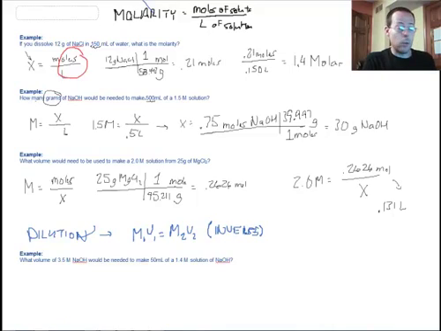So if my volume gets bigger, what's happening to my molarity? It's getting smaller. If my molarity is getting larger, what's happening to my volume? It's getting smaller. So if we look at this last example, or last question, we see it says, what volume of 3.5 molar sodium hydroxide would be needed to make 50 milliliters of a 1.4 molar solution? So with that, we're just going to look at this. And we know these two values to begin with. We know a volume and a concentration. So we're going to use those as our initials.